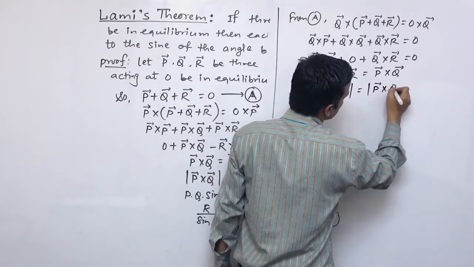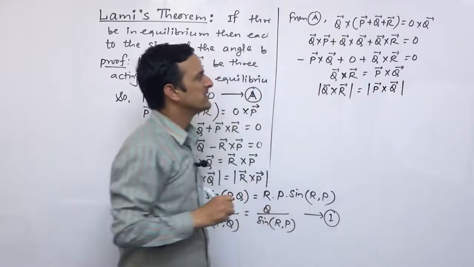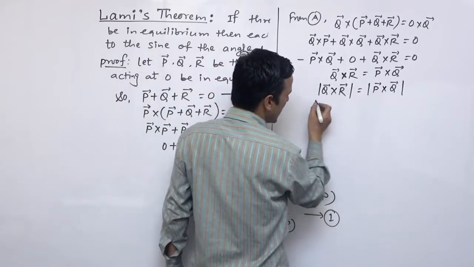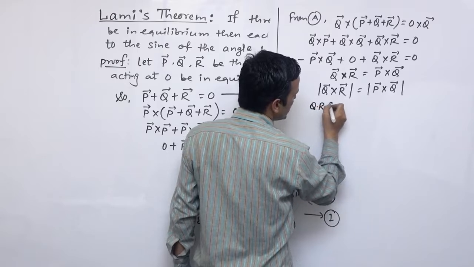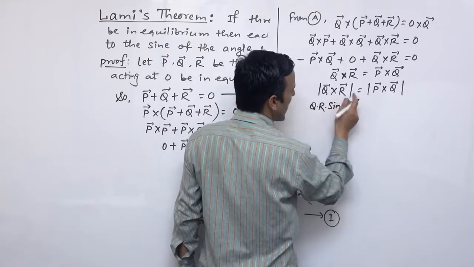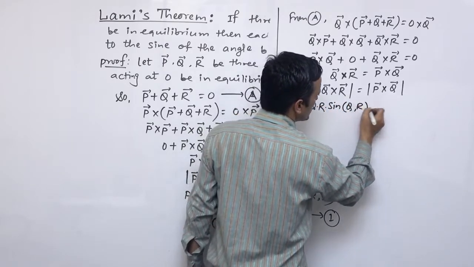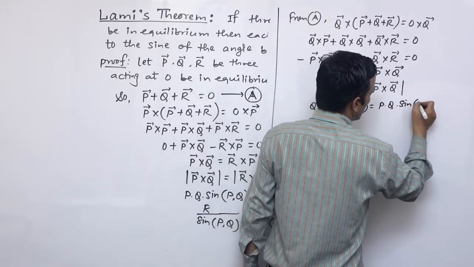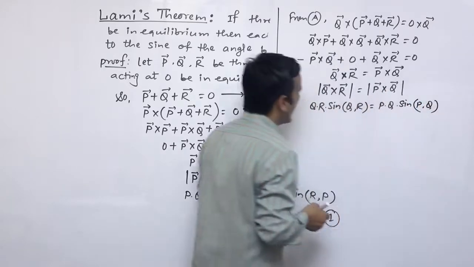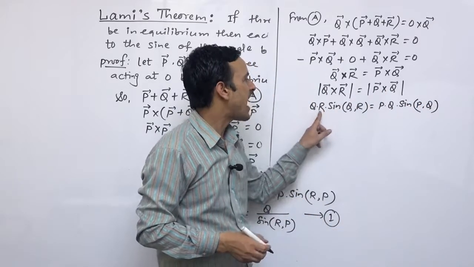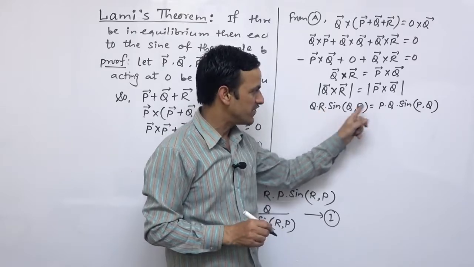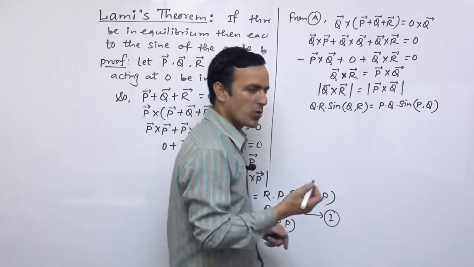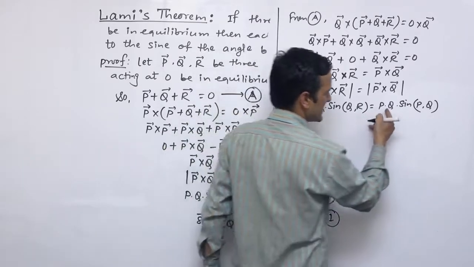So we can take this modulus on both sides. Taking modulus on both sides, we get Q into R into sin of the angle between Q and R. Now the angle between Q and R, that is P and Q, gives P into Q into sin of the angle between P and Q. Where P, Q and R are the magnitudes of P vector, Q vector and R vector, or P force, Q force and R force. Force is also a vector, so it is similar.